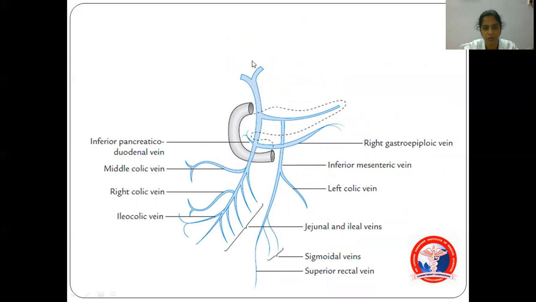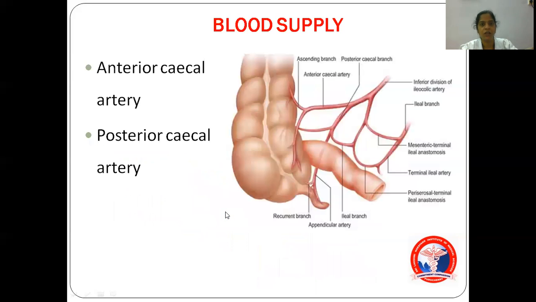They form the portal vein. The tributaries of the superior mesenteric vein are the ileocecal vein, ileocolic vein, right colic vein, middle colic vein, and you can see jejunal and ileal veins. This ileocolic vein we have to concentrate on. The ileocolic vein drains into the superior mesenteric vein, and this ileocolic vein will be draining the cecum.